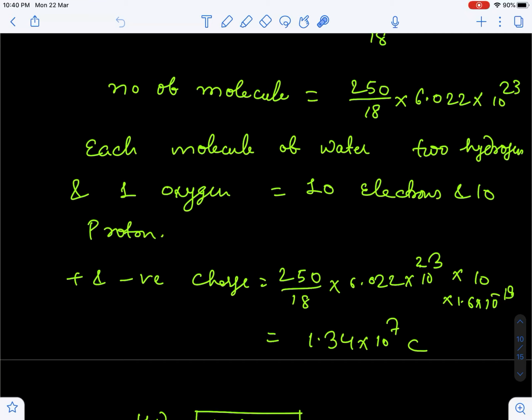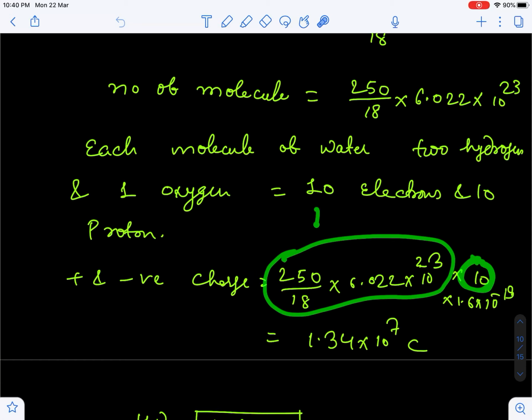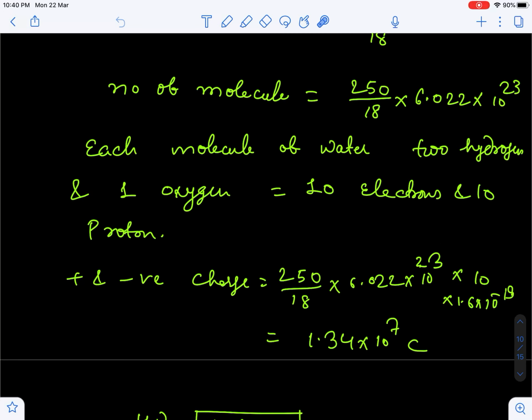So if you have to calculate the positive and negative charges, first we take the number of molecules into the number of electrons or number of protons, which is the same, into 10, and each electron or proton has charge 1.6 into 10 to the power minus 19 coulomb. So we multiply this number by 1.6 into 10 to the power minus 19 coulomb. This gives the value 1.34 into 10 to the power 7 coulomb.